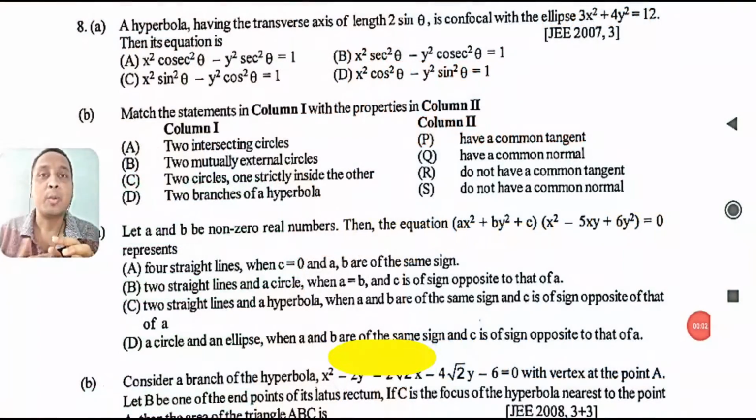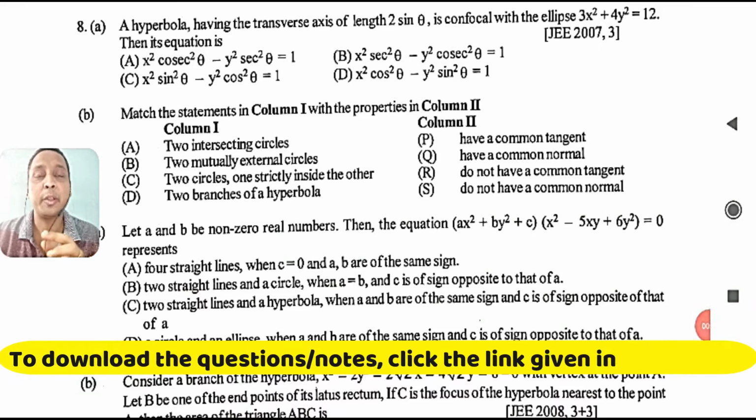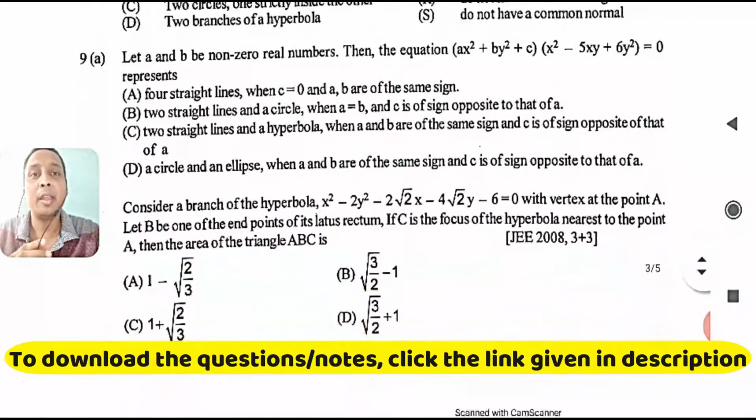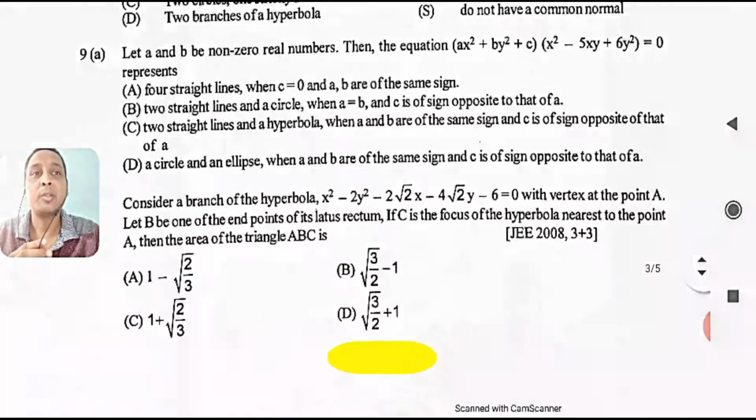Okay students, welcome all to this new lecture in advanced level where we are solving previous year IIT JEE questions. So today we will be solving question number 8A, 8B and then 9A, 9B. Okay, then let's try to solve these questions.